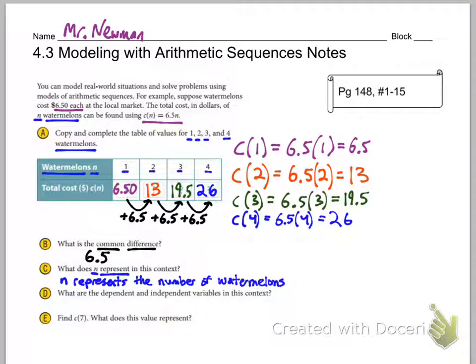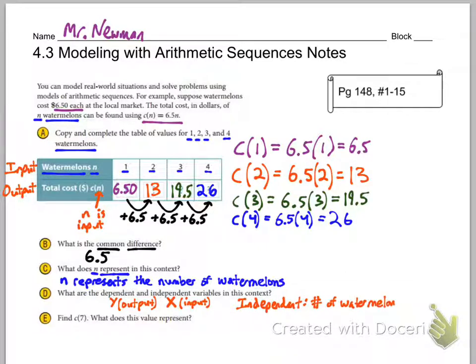What are the dependent and independent variables in this context? Well, you need to remember that independent is x and dependent is y. If you forget that, a way to remember is independent is input and dependent is output. And you should remember that x is input and y is output. So if we look at the table, input is usually on top. There's the output. Notice on our formula C of n, the n is in the input spot. So that's another way of knowing that n is the input. All right, so the independent variable is the number of watermelons because it's the input. And the output is the dependent variable. That's the total cost.